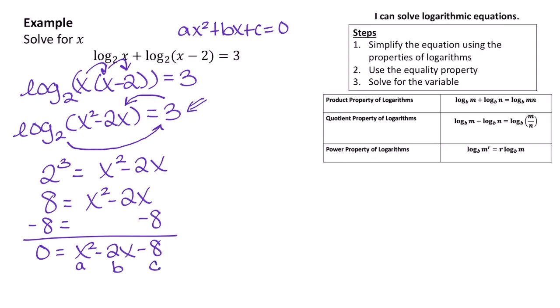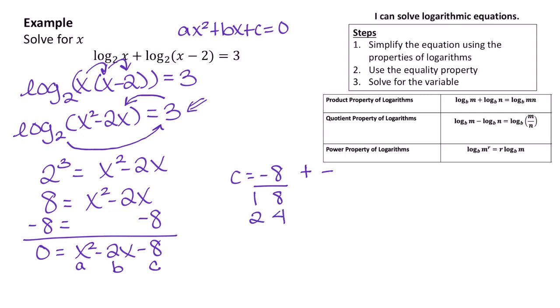Since I have a situation where a equals 1, I'm going to solve by factoring, because as you all know, that is my favorite way to solve quadratic equations. So I have c equals negative 8. Since c is negative, I'm going to need a positive and a negative factor. I'm going to list out the factors of 8, so I have 1 and 8, 2 and 4.